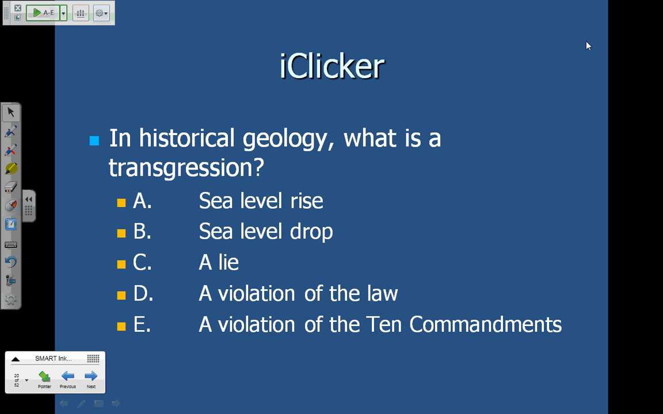Just to let you know that these are all transgressions, by definition, the word transgression. That's why that qualifier in there, historical geology. Otherwise, you could have selected either of those and you would have been correct.